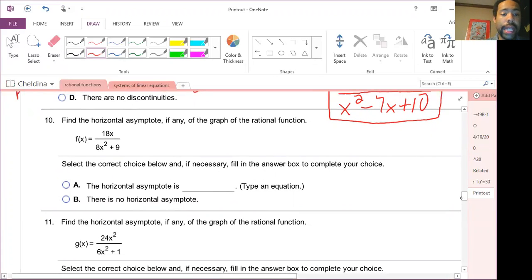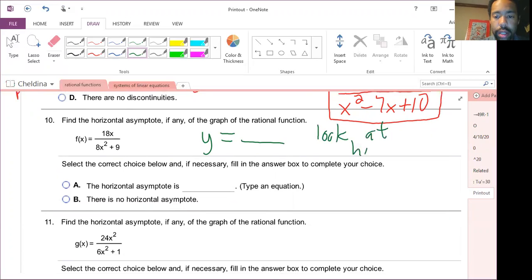All right, so number 10 has to do with horizontal asymptotes. So for horizontal asymptotes, they're of the form y equals something. And so the way that you find them is according to the following rule. You look at the highest power, well, I should say the degree. We know what that means. We look at the highest power or the degree of the numerator and the denominator.